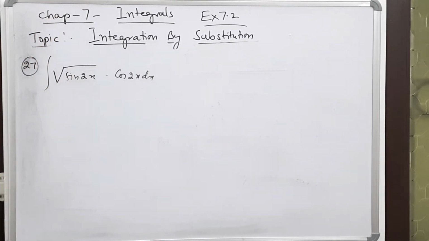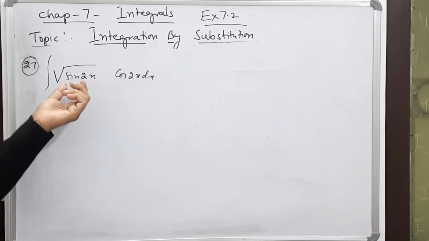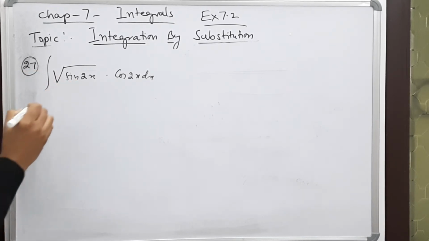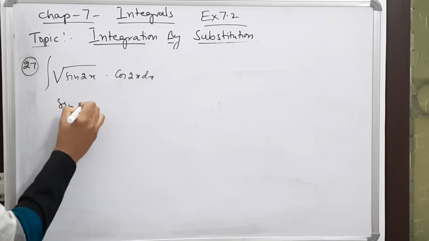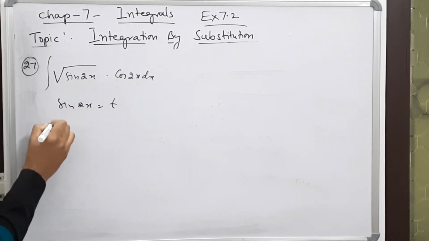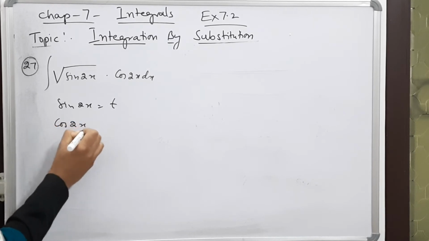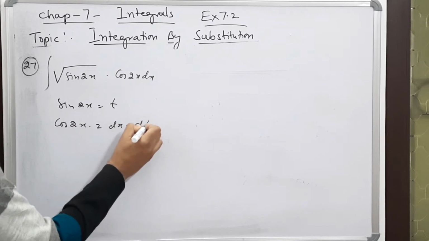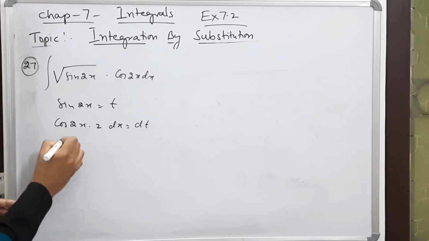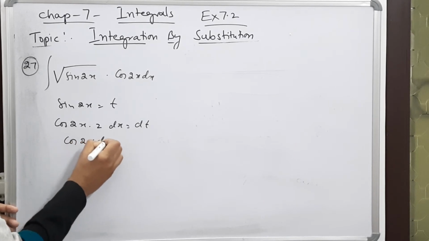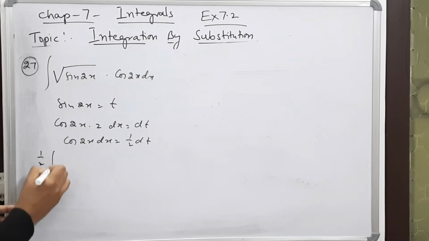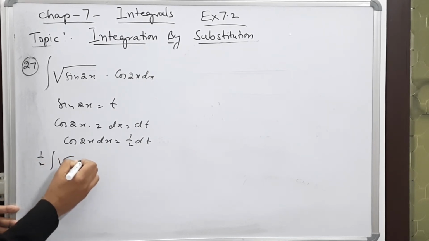Now the question arises: why not cos 2x? But you see, this sin 2x is a function of a function because the root is there. So generally we take this type of function as t. If you take sin 2x as t, then the derivative is 2 cos 2x, so you have to be very careful, because we are doing the derivative here. So cos 2x dx is half dt.